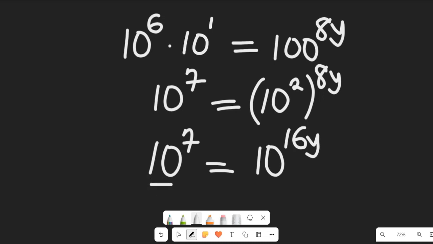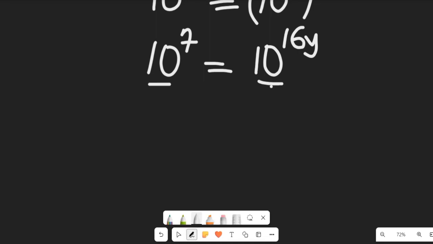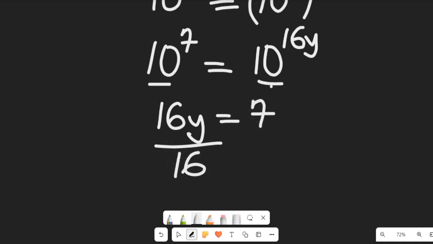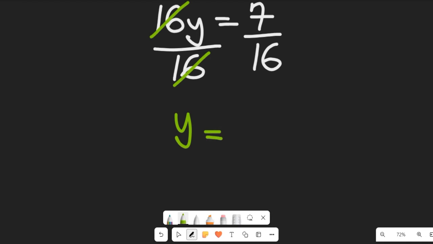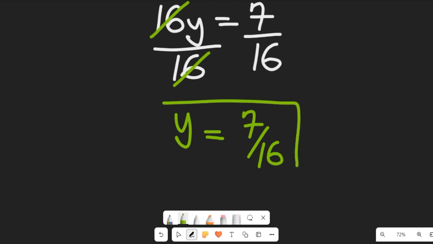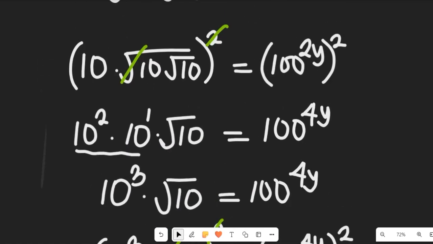So from this, what do we see? We have the same base, and since we have the same base, the exponents will equate. So we're going to have 16y equal to 7. If we divide here by 16 and equally divide here by 16, we can find the value of y. The value of y will be equal to 7 divided by 16. Great. So we have 7 divided by 16 as the solution to the question given to us.